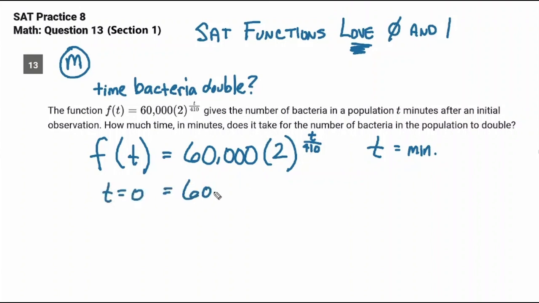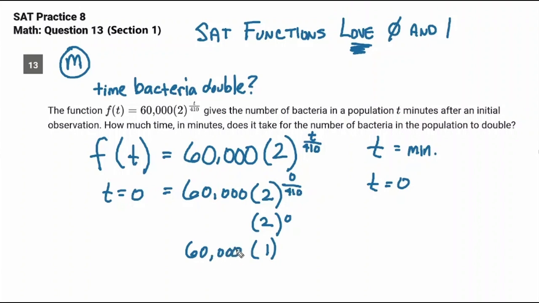So it's 60,000 times 2 to the 0 over 410. If t equals 0, what is 0 over 410? It's 0. So it's 2 to the 0. And what's 2 to the 0? What's anything to the 0? It's 1. So all of this is just 60,000 times 1, and you end up with 60,000.